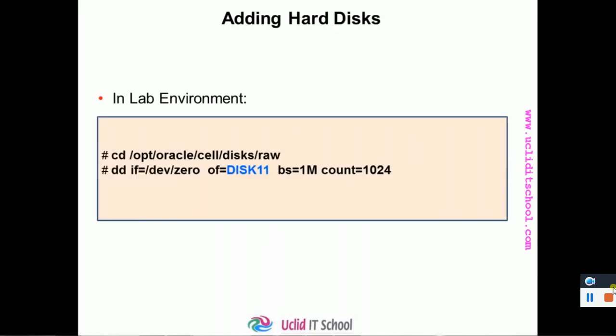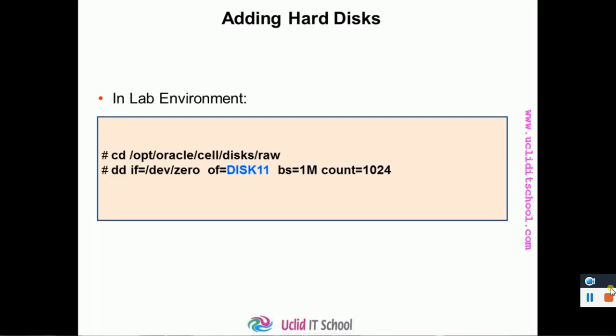Now in the lab environment, you are going to mimic a scenario where you are adding an additional hard disk. In real hardware, you will never add an additional hard disk. Every storage server has 12 hard disks. Those are fixed. So in real time, a disk may fail and you will replace it, but you will never add a new additional hard disk. Okay. So in the lab, we are somehow imitating that, adding a new hard disk.